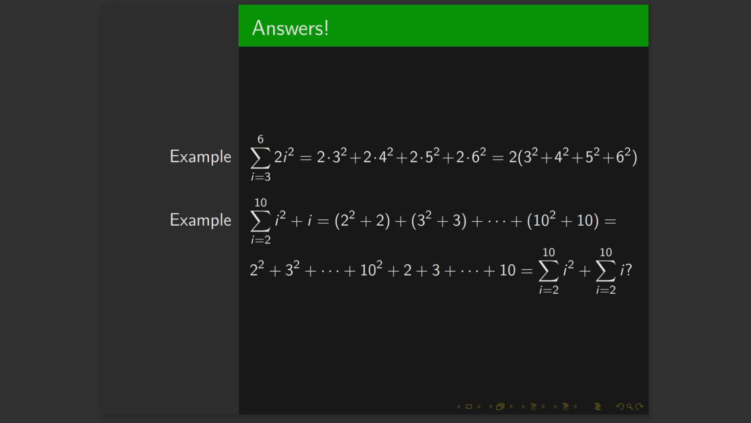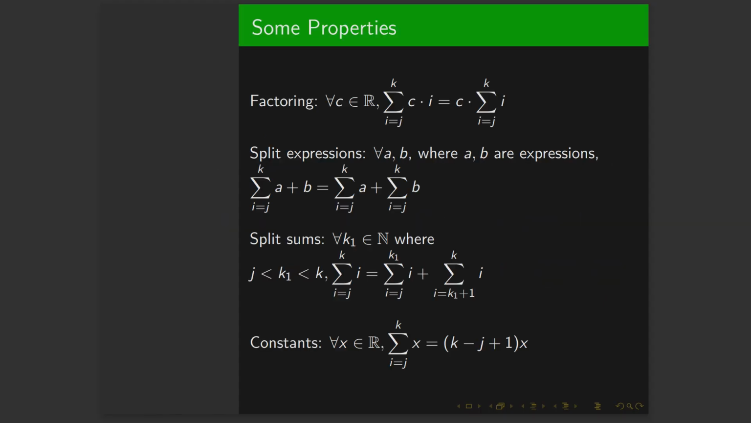Why would you want to do this? It's just nice and easy to work with. And it's just there to demonstrate a point. Of course, you can evaluate this, but that's not really our purpose here. That's not really what we're trying to do. And these are some of the rules that we can derive or think about. These are some interesting properties.